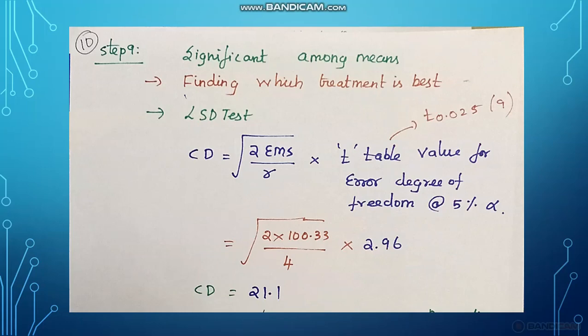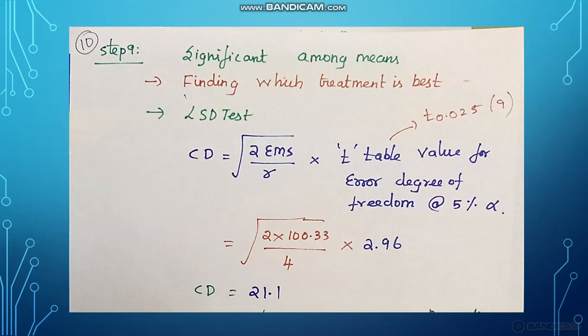For this we are applying the LSD test. The formula is like this: CD is equal to square root of 2 into EMS divided by r, into t table value. For the t table value we will take t at 5% level of significance, that is in the table we want to see 0.025 at 9 degrees of freedom, so we want to take the error degrees of freedom. The CD value is 21.1. CD means critical difference.